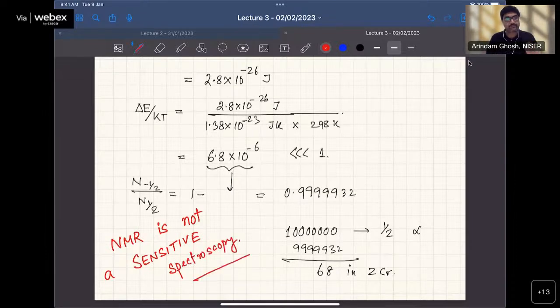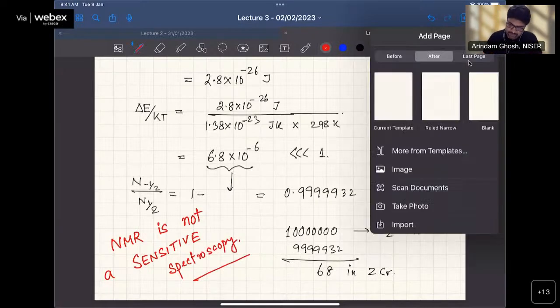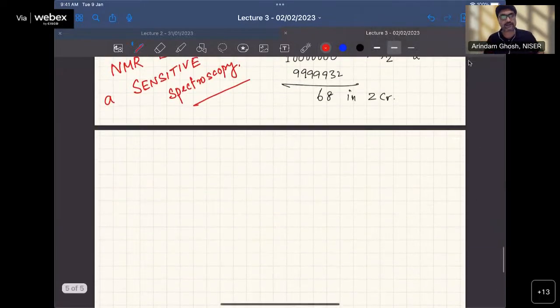It is not sensitive and it is expensive, right? And yet people are doing it, and we are having a class on this. So there must be some reason behind it, correct? So let's see what the reason is, what information we get.